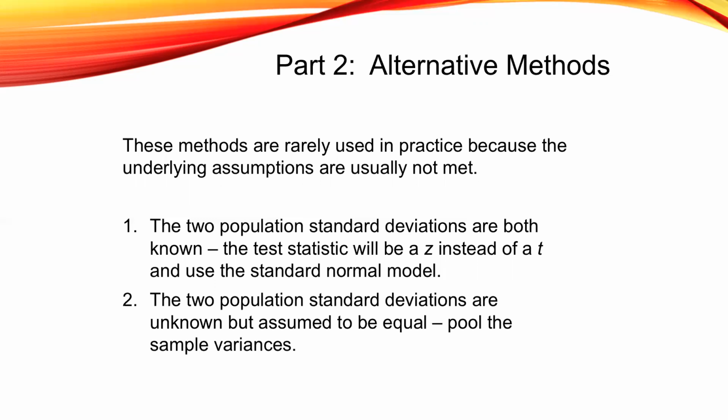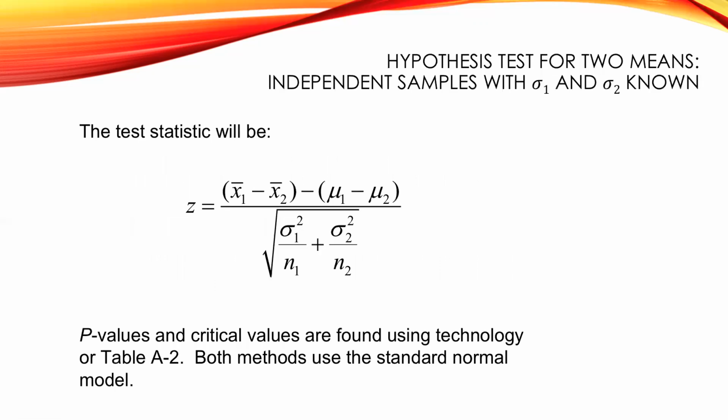Second, the two population standard deviations are unknown, but we assume they are equal. So we pool the sample variances. Again, part 1 is the more common application. Part 2 is something that could happen, but you'd have to know more specifically if it would be the case. Likely it's not. So, hypothesis test for 2 means, independent samples, with the standard deviation from group 1 and standard deviation from group 2 known. Again, we'd use the standard normal distribution, and then down here, instead of using s, we have sigma. Okay? And same methods as we've done before.